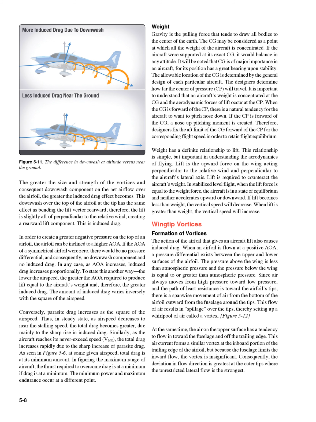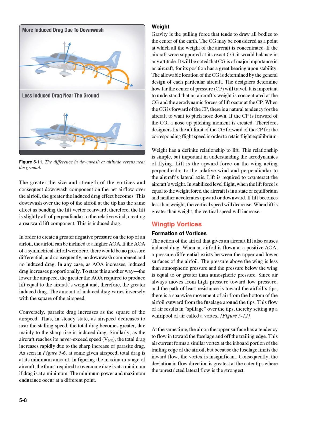To state this another way, the lower the airspeed, the greater the OA required to produce lift equal to the aircraft's weight and, therefore, the greater induced drag. The amount of induced drag varies inversely with the square of the airspeed. Conversely, parasite drag increases as the square of the airspeed. Thus, in steady state, as airspeed decreases to near the stalling speed, the total drag becomes greater, due mainly to the sharp rise in induced drag.